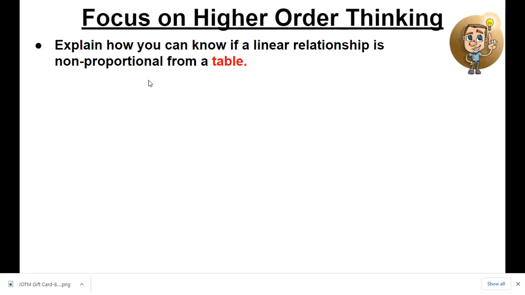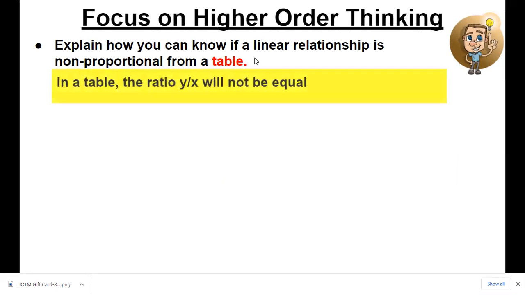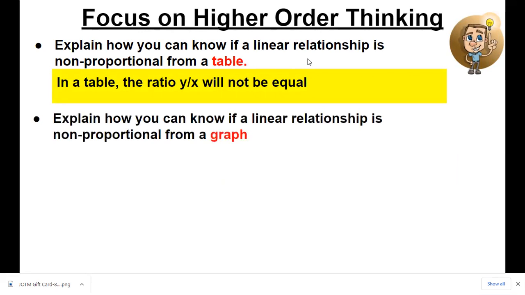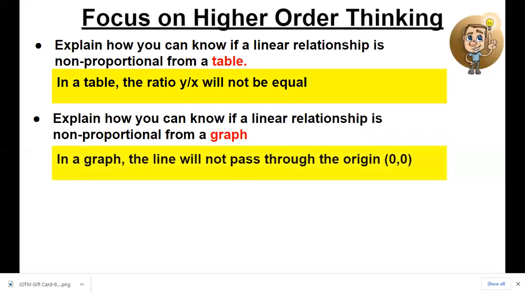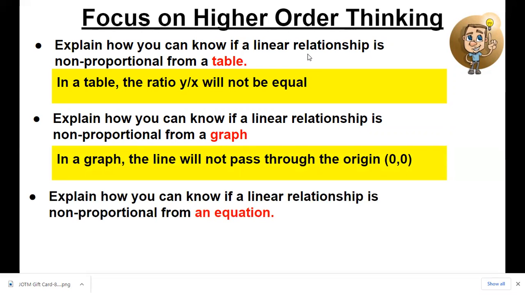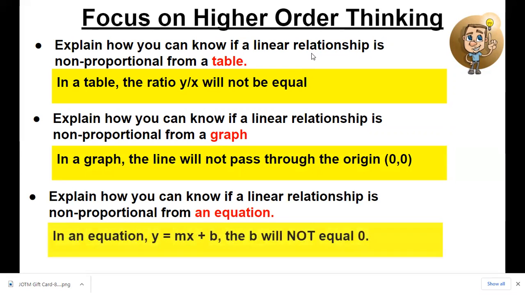Explain how you can know if a linear relationship is non-proportional from just looking at a table. We already know it's not proportional if it doesn't go through 0, 0. In a table, the ratio y over x will not be equal. Explain how you can know if a linear relationship is non-proportional from a graph. The graph will not go through 0, 0, the origin. And explain how you can know if a linear relationship is non-proportional from an equation. That will have a b. b will not be equal to 0. So if it has a b, then it is not proportional.